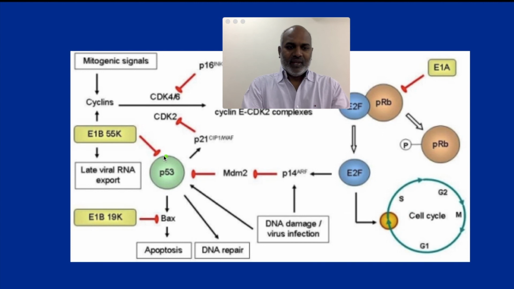In a similar way, the E1B protein binds to the P53. Due to that, it inhibits the apoptosis of viral infected cells. So those are the two functions. Because of that, the adenovirus is able to produce tumors inside animals. What about the replication?